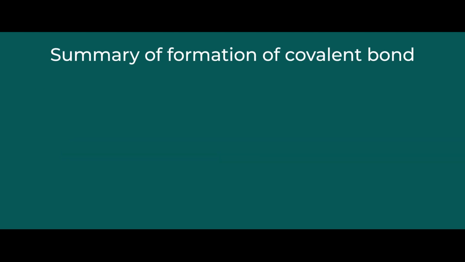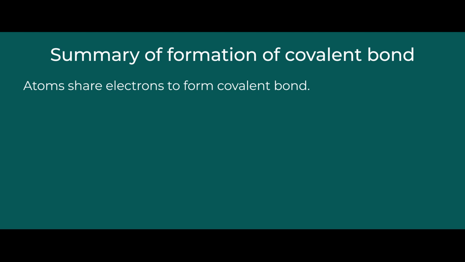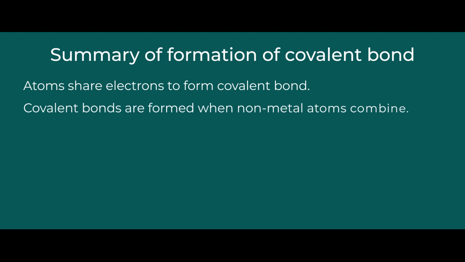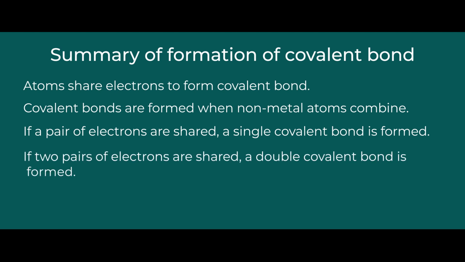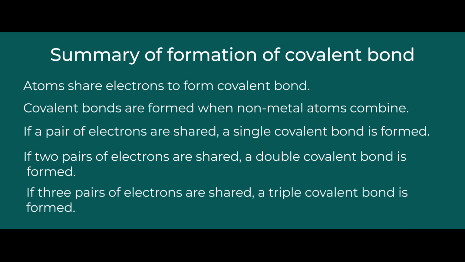Let us recollect what we have learned from the video and from the examples that I have given. Let us try to summarize. Atoms share electrons to form a covalent bond. They don't transfer, they share. Number 2, covalent bonds are formed when non-metal atoms combine. It's not between metal atoms, it is between non-metal atoms. If one pair of electrons is shared, a single covalent bond is formed. And if 2 pairs of electrons are shared, a double covalent bond is formed. If 3 pairs of electrons are shared, a triple covalent bond is formed.